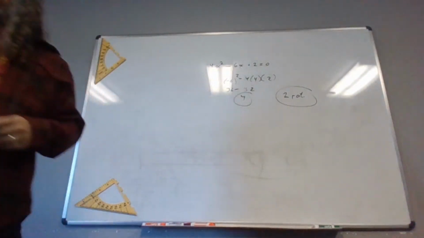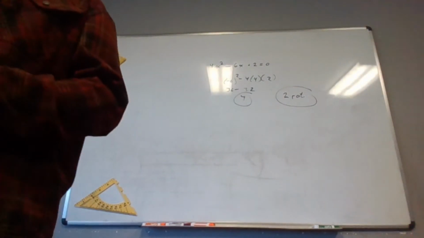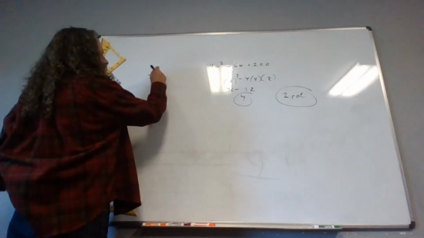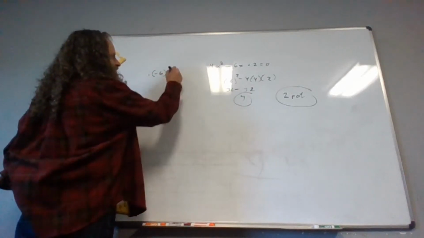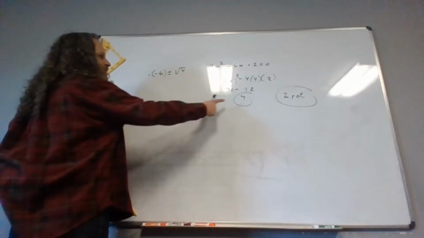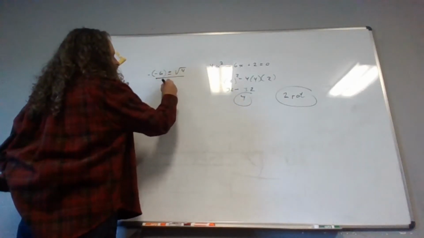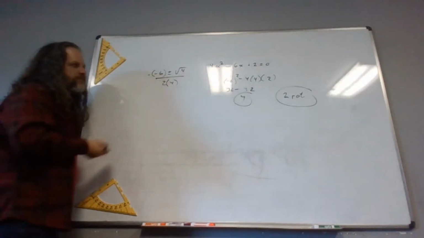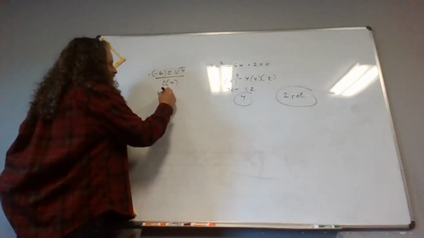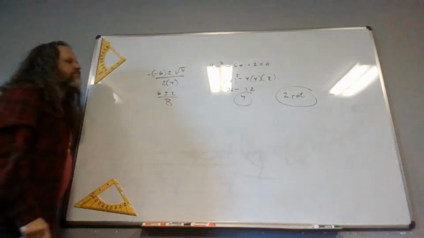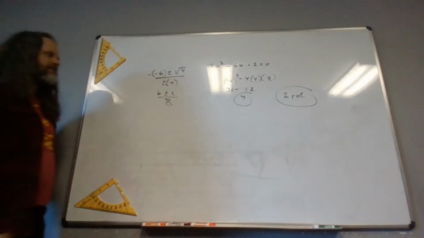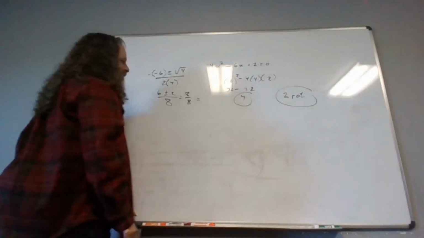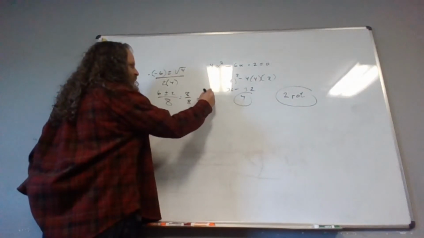Okay, back to this problem. Great. Where are we? Find the number of types of roots, then find the exact using the quadratic formula. So negative 6 plus or minus square root of 4, right? We've already got that math done. Over 2 times 4. Negative 6 is what? Positive 6. Plus or minus 2 over 8. What's 6 plus 2? 8. What's 6 minus 2? 4.